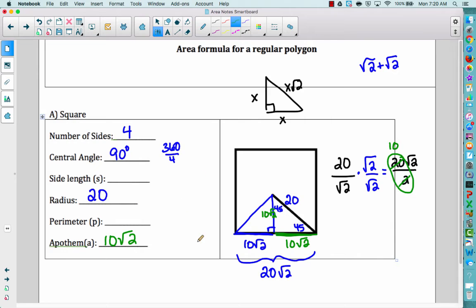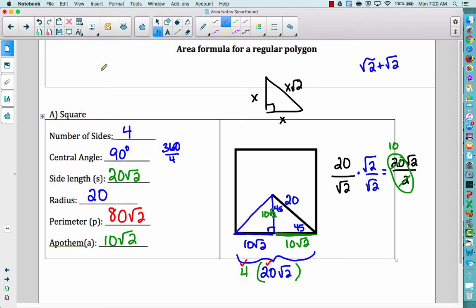All right, so I have a perimeter then. I have 4 20 root 2s. So I multiply that by 4. Remember, I can only multiply the rational parts. So 4 and 20. So my perimeter would be 80 root 2.